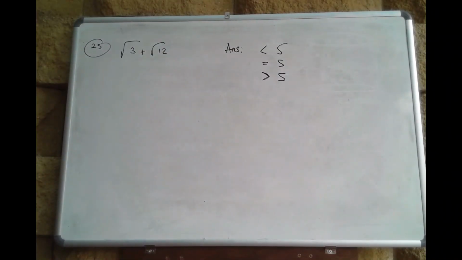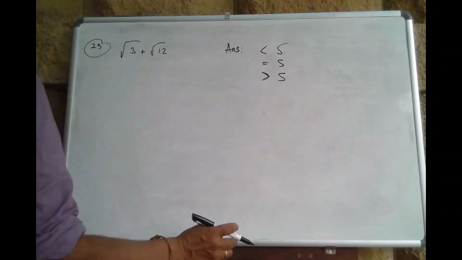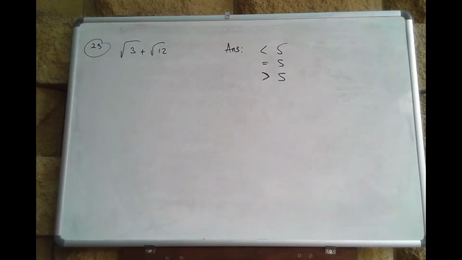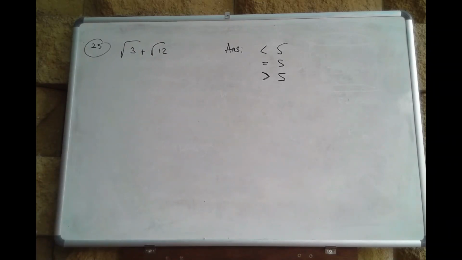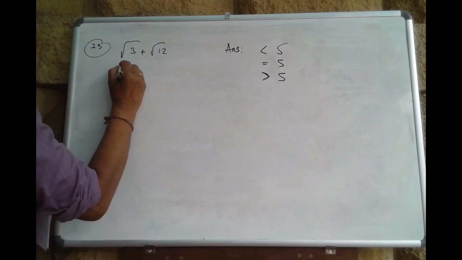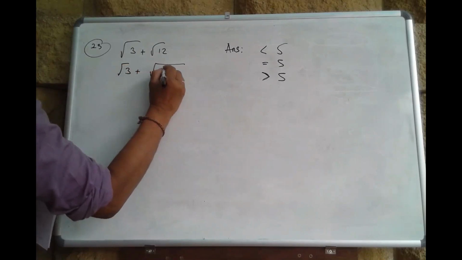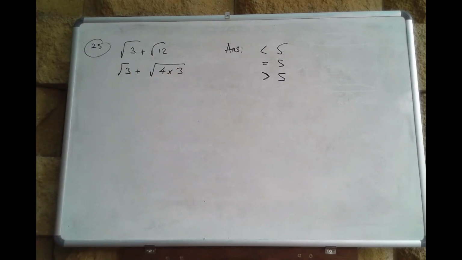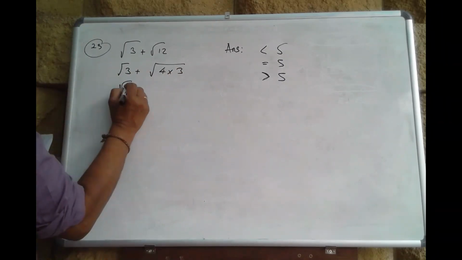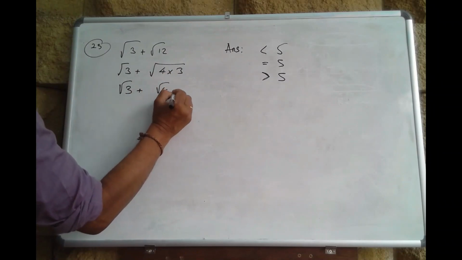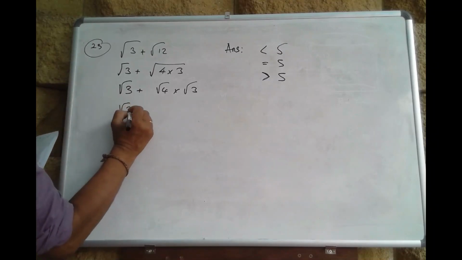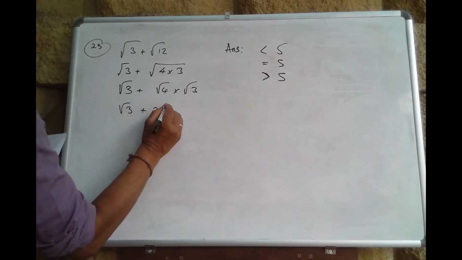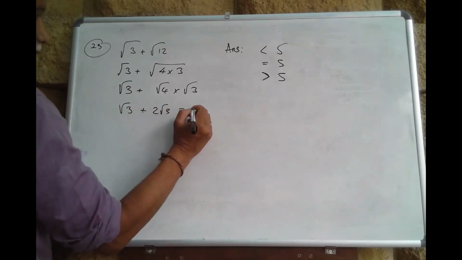This question: root 3 plus root 12, is it less than 5, equal to 5, or more than 5? Because we have a root 3 here and root 12, it's not going to take us anywhere. So I'm going to do something simple. Root 12, I'm going to write as 4 times 3. Then I can write root 3 plus root 4 times root 3. That gives root 3 plus square root of 4, which is 2 root 3. So how many root 3's do we have? That is equal to 3 root 3.